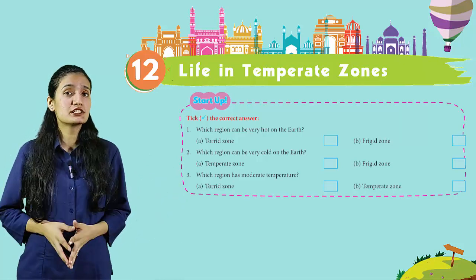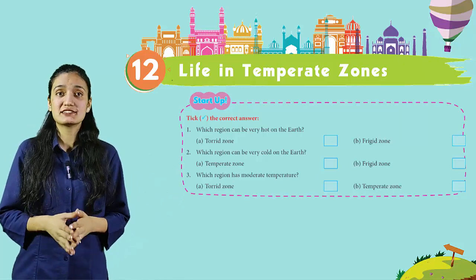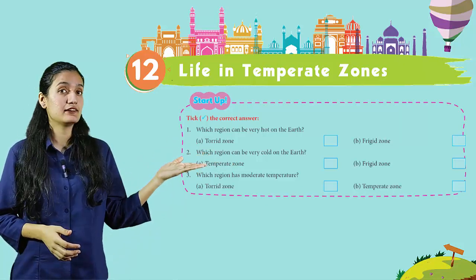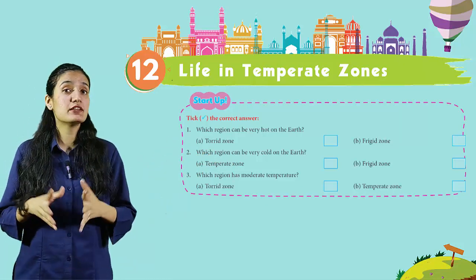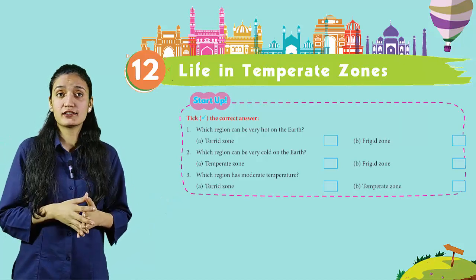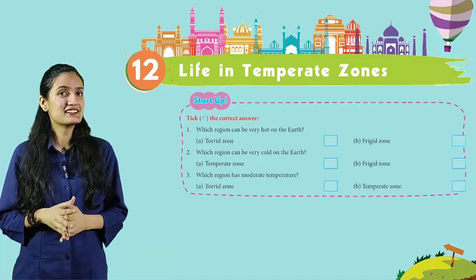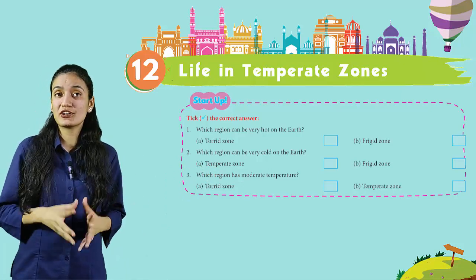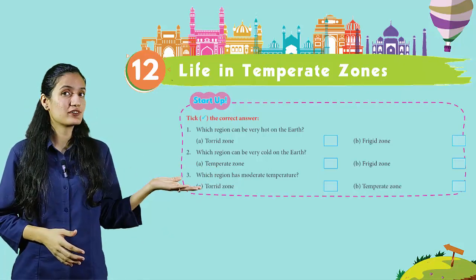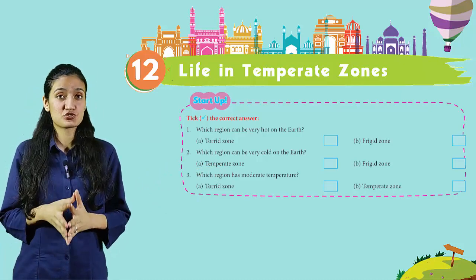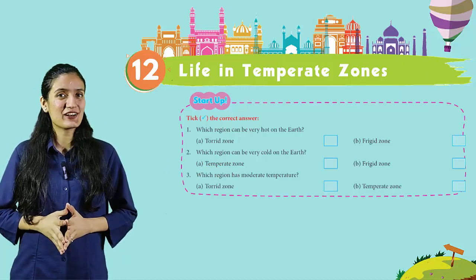First, which region can be very hot on the earth? Here the options are torrid zone, frigid zone. Second, which region can be very cold on the earth? Temperate zone or frigid zone. Third, which region has moderate temperature? Torrid zone and temperate zone. You have to read these questions carefully and answer them accordingly.